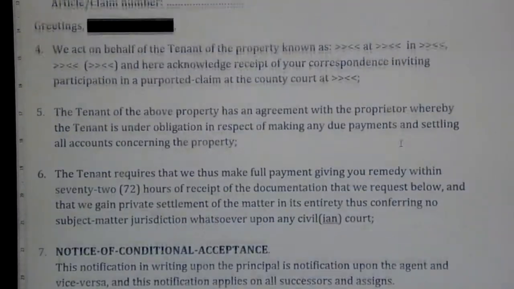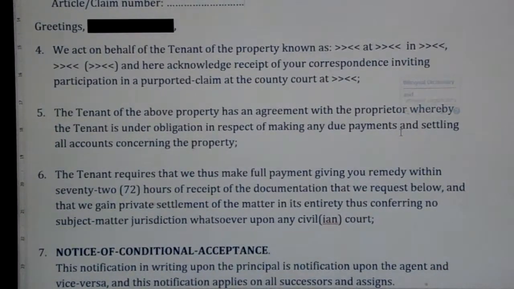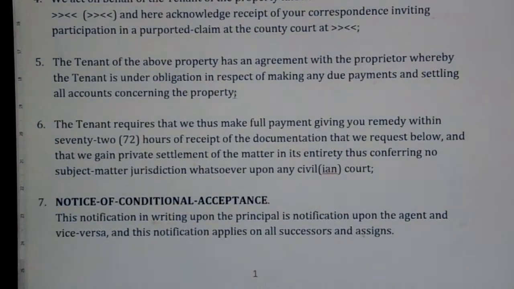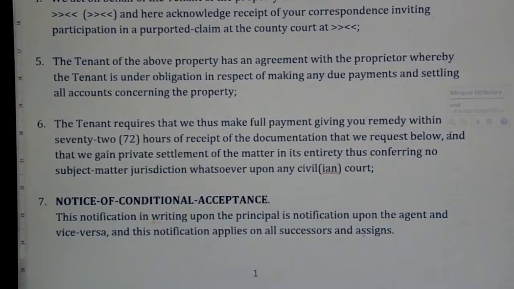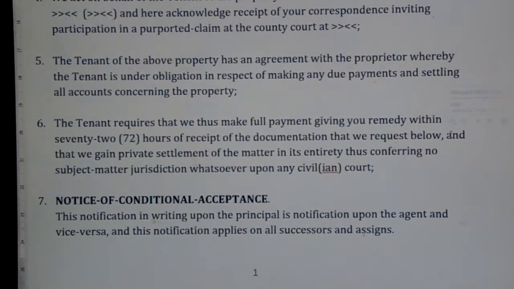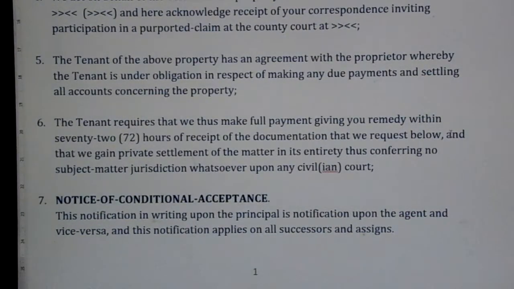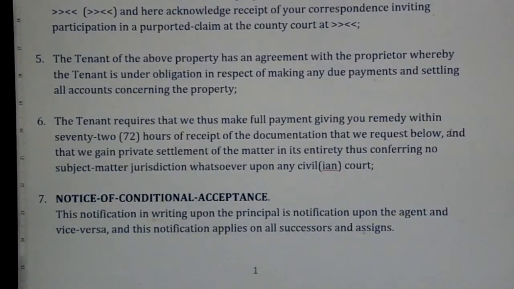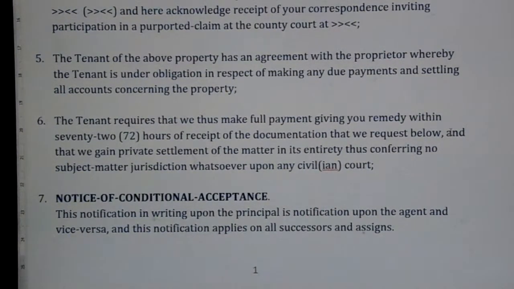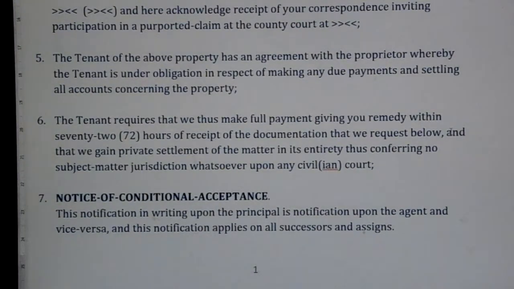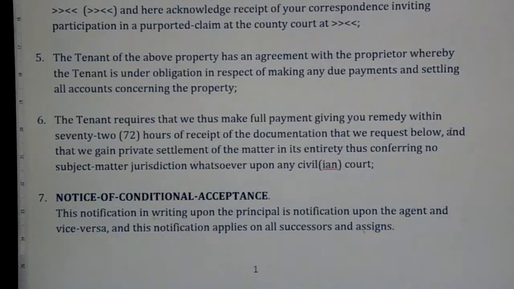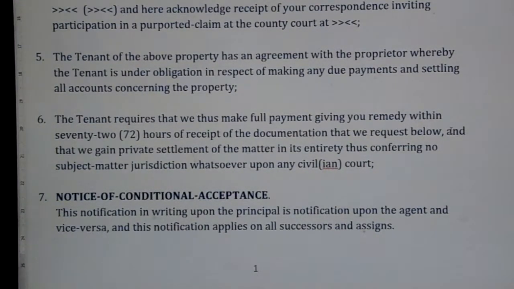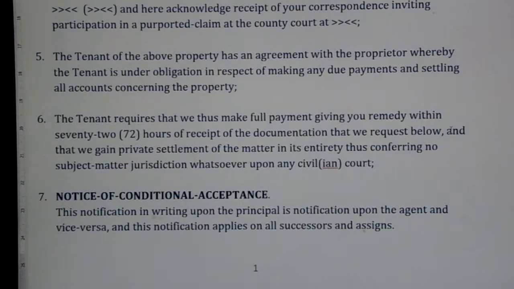Okay, so we wrote to say that we represent the client, the tenant, and this is his position. So the tenant of the above property has an agreement with the proprietor where the tenant is under an obligation in respect of making any due payments and settling all accounts thereof, as concerning the property. Right? Now, the tenant has instructed us, the advocacy, to make full payment, giving you remedy within 72 hours, right? So you don't need to go to court. We're going to pay you within 72 hours of receipt of the documentation that we request below, right?